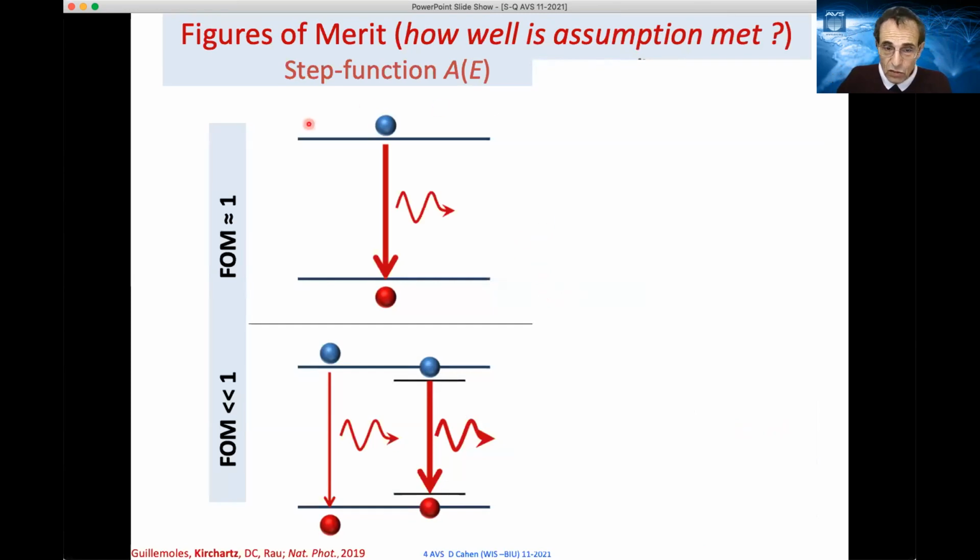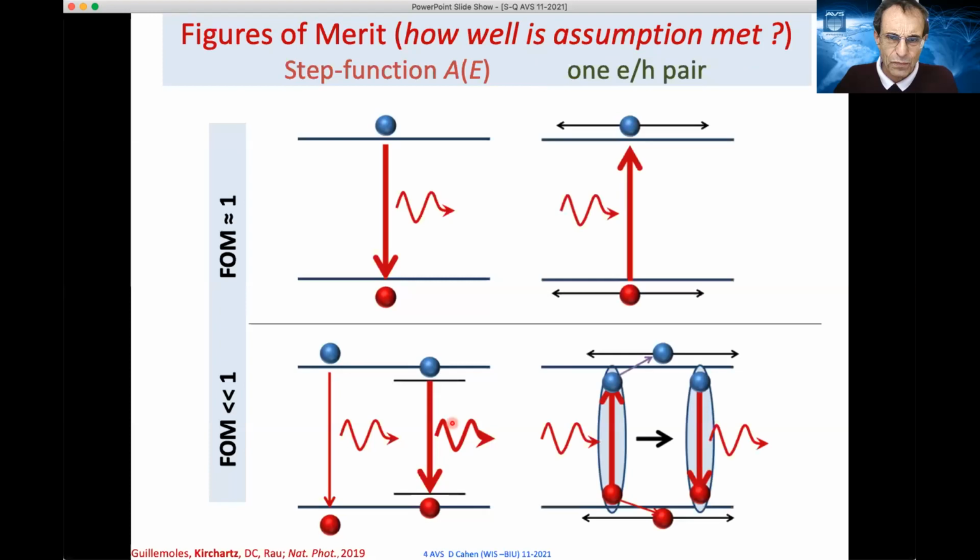So first, I show you by illustration what is meant by the step function assumption. This is what I would like, and this is what I don't like, because now I will not be absorbing only at the bandgap. When creating the electron-hole pair, I do not want to lose my photon energy, for example, via states that are in the gap.